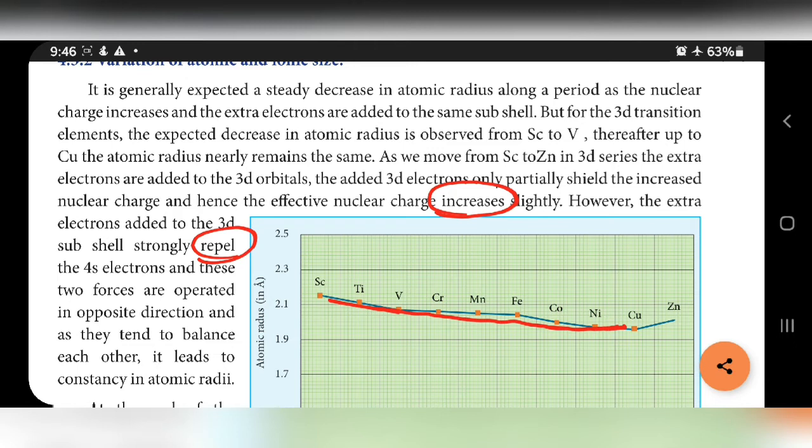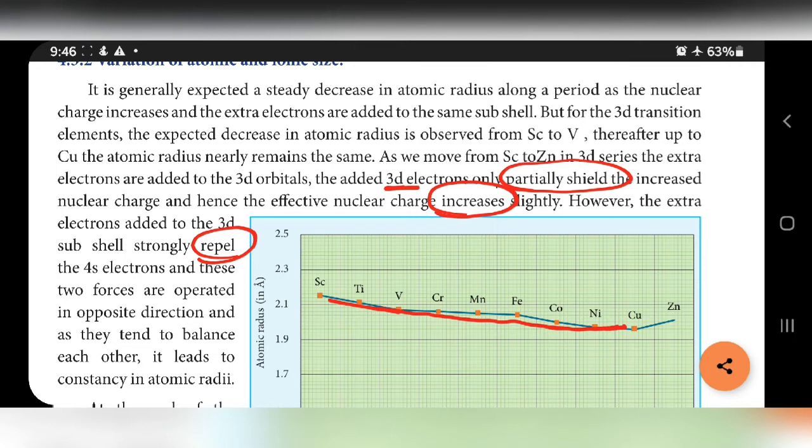Why is there an attractive force? Because the added 3d electron partially shields. Partially shield means it cannot shield properly, which means the attractive forces increase, so attraction increases.